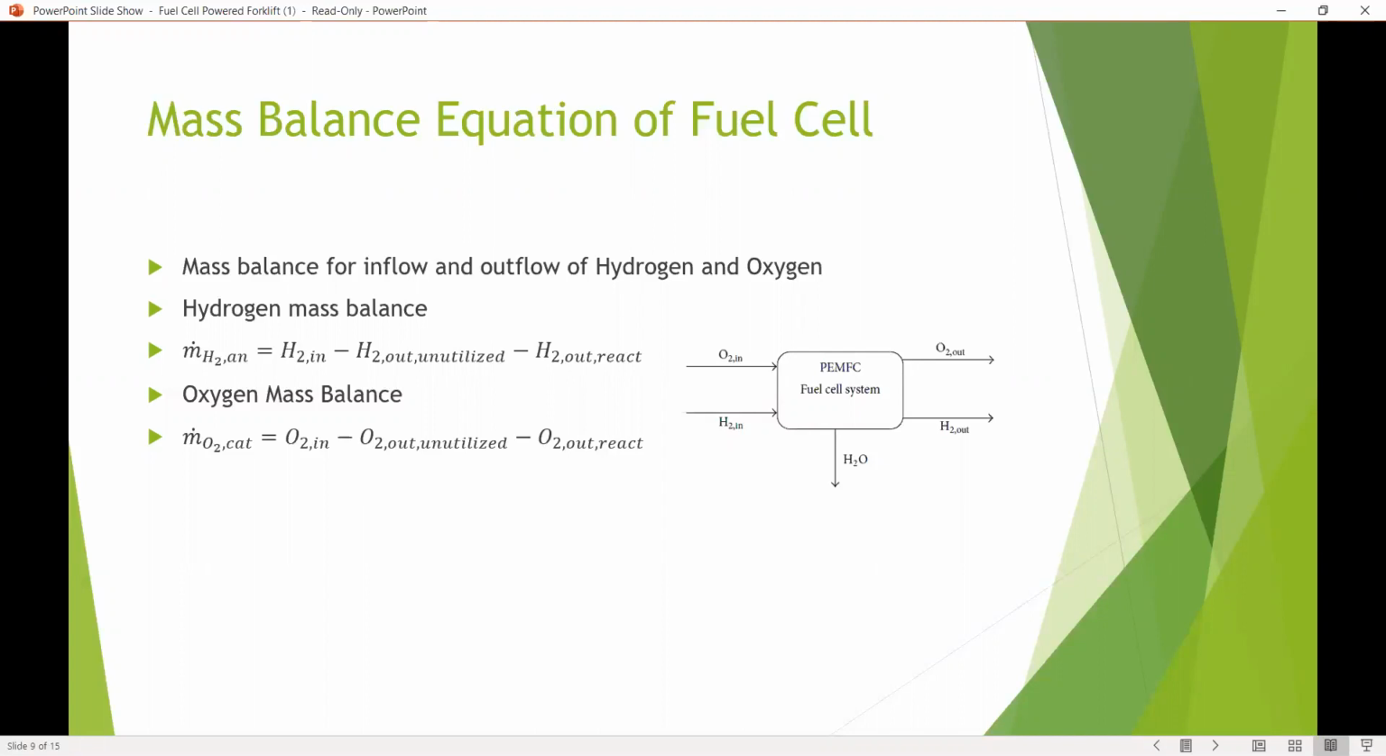the hydrogen mass flow rate is equal to the hydrogen in, minus the hydrogen out, which is the hydrogen left over from the reaction, minus the hydrogen out, which is the hydrogen reacted. On the cathode side, the oxygen mass flow rate is equal to the oxygen inputted into the cell, minus the oxygen left over from the reaction, minus the oxygen that was reacted.